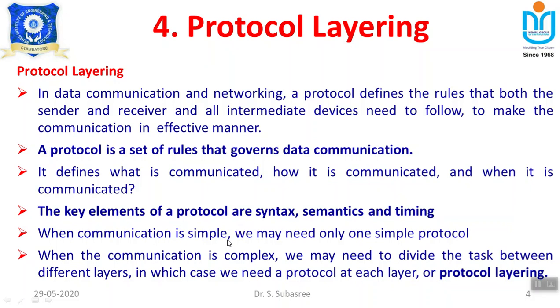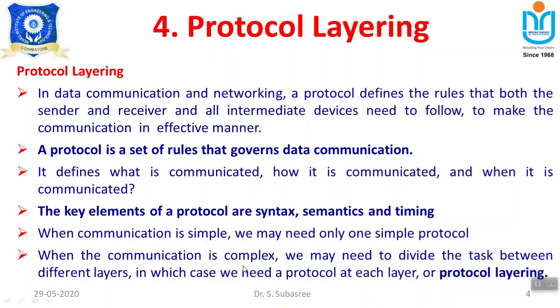When communication is simple, we may need only one simple protocol. One mechanism alone is needed to make a communication. Assume the communication is complex, then this communication will be divided into so many tasks between different layers, in which case we need a protocol for each and every layer. That is the basic difference of having more layers in the protocol. For a simple communication, we need only one simple protocol to transfer the information.